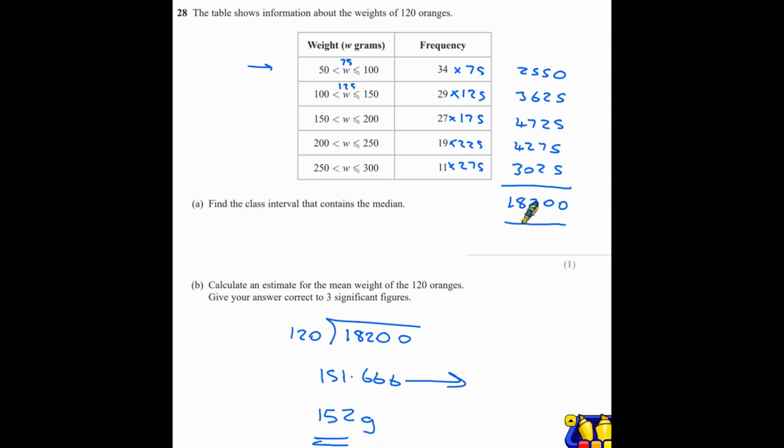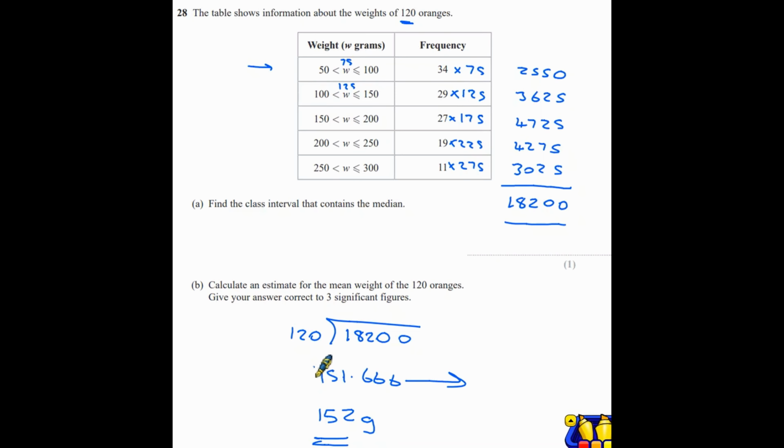Once we've got the total, to find the mean, we divide by the number of oranges. We know that's 120. So we get 18,200 divided by 120, and the answer on your calculator is 151.6666 recurring. We're asked to give your answer to 3 significant figures.